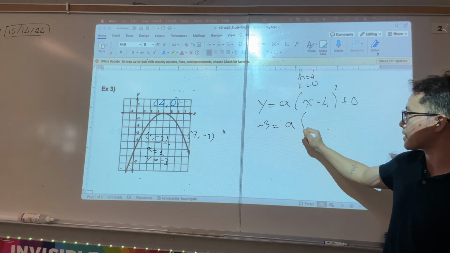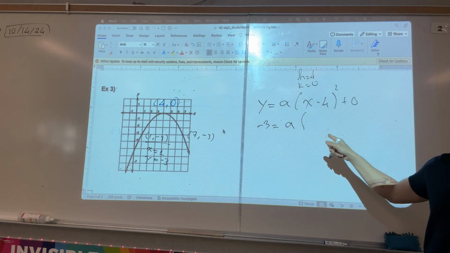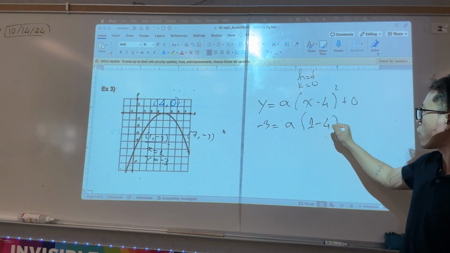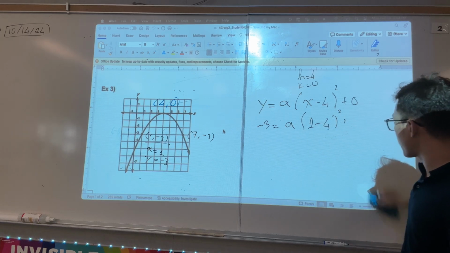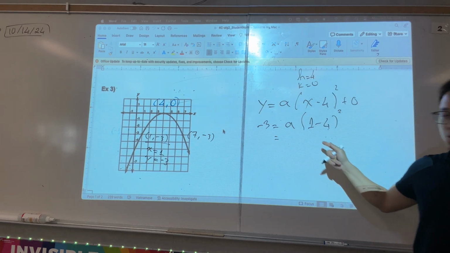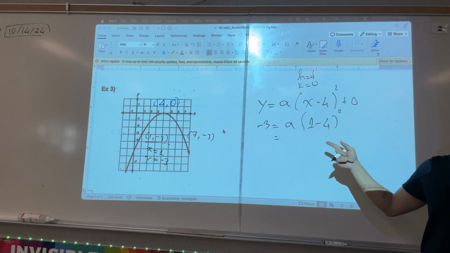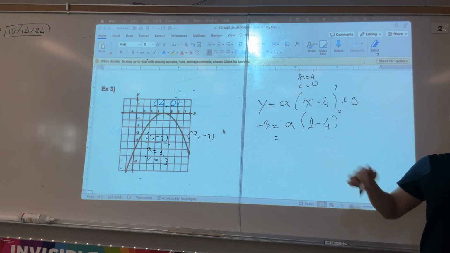We don't know the A, just keep it the same. X is 1. Very good. 1 minus 4 squared. Oh, plus 0. We don't need to write plus 0. Okay. Which one goes first? Parenthesis. Okay. Let's give Evelyn 1 point.